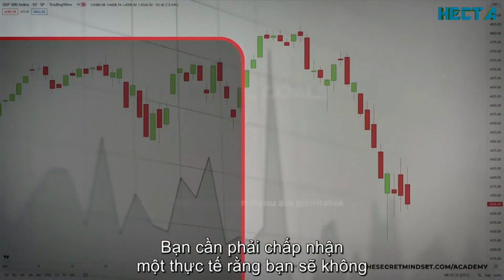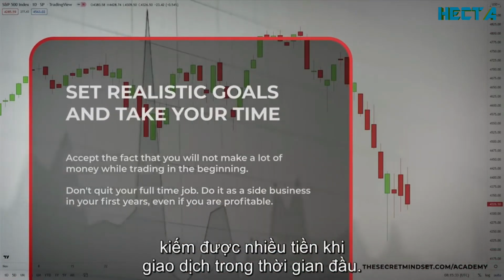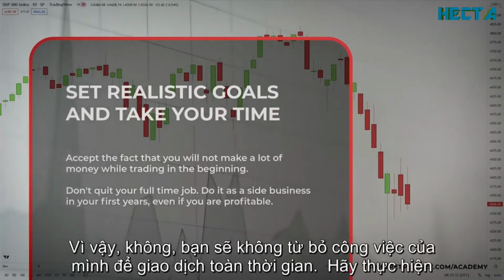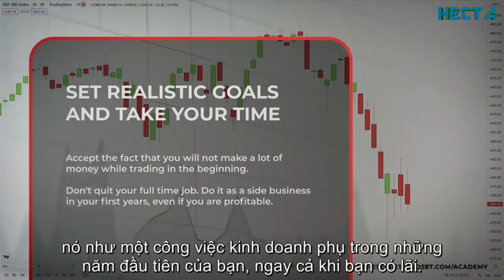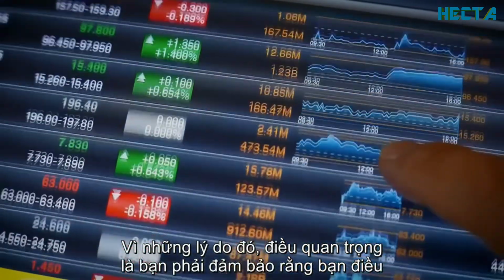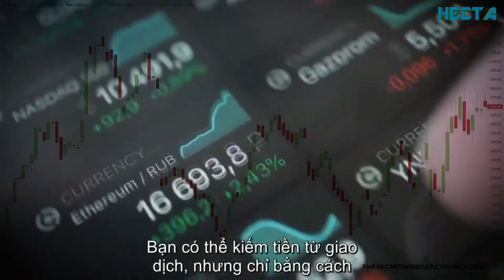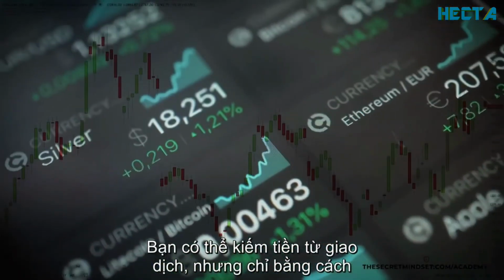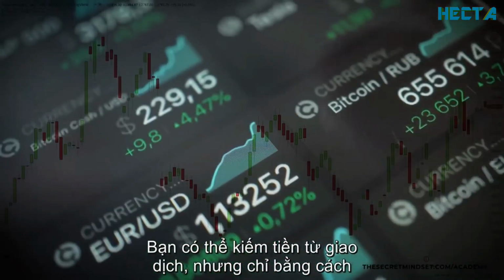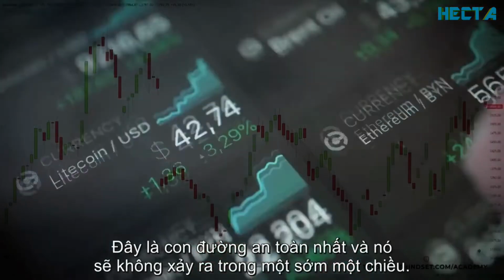You need to accept the fact that you will not be making a lot of money while trading in the beginning. So no, you will not be quitting your job to trade full-time. Do it as a side business in your first years, even if you are profitable. For those reasons, it's vital that you align your expectations with your general trading approach. You can make money trading, but only by being patient, setting realistic goals, and taking your time. This is the safest route, and it will not happen overnight.